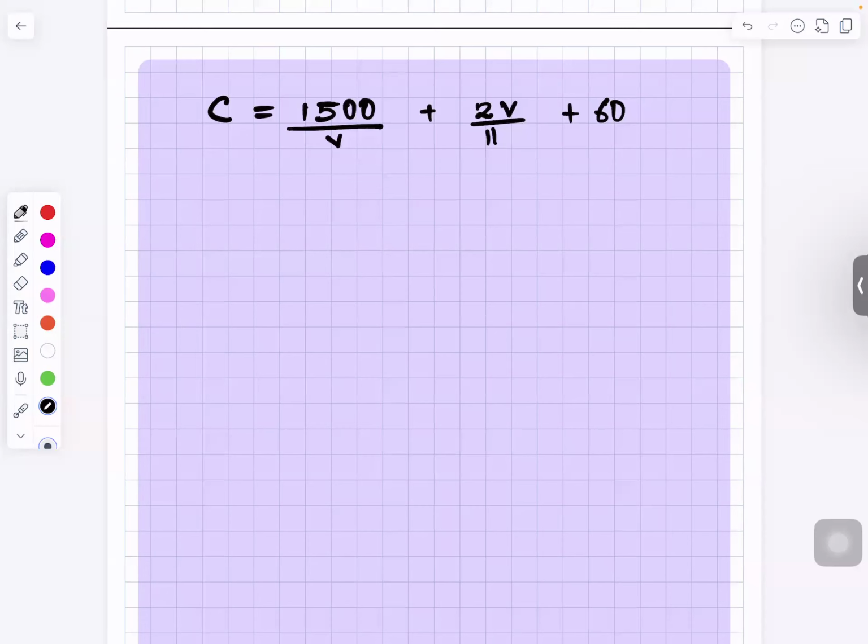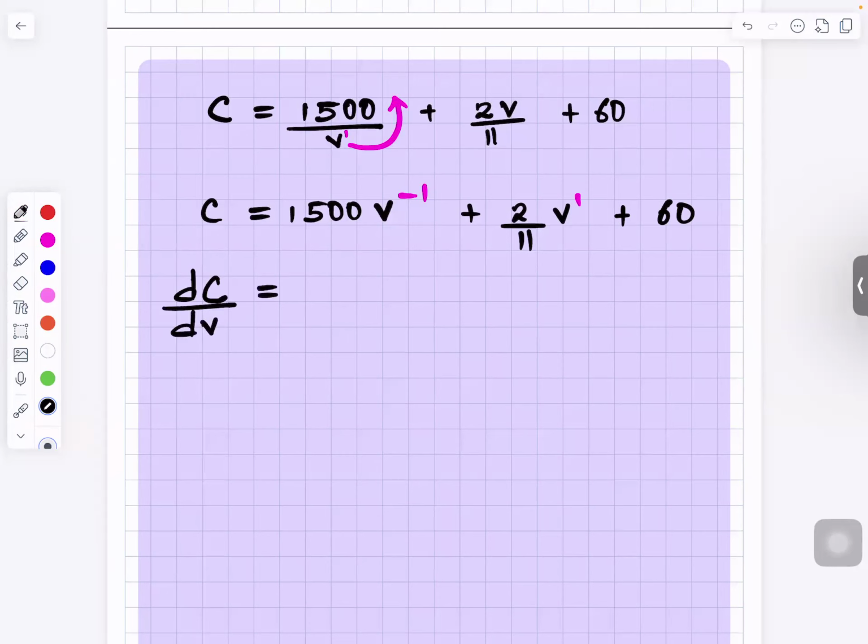To differentiate this, we have to take the V to the top. This is like V to the power 1. So we will write it as C equals 1,500 V to the power minus 1 plus 2 over 11 V to the power 1 plus 60.